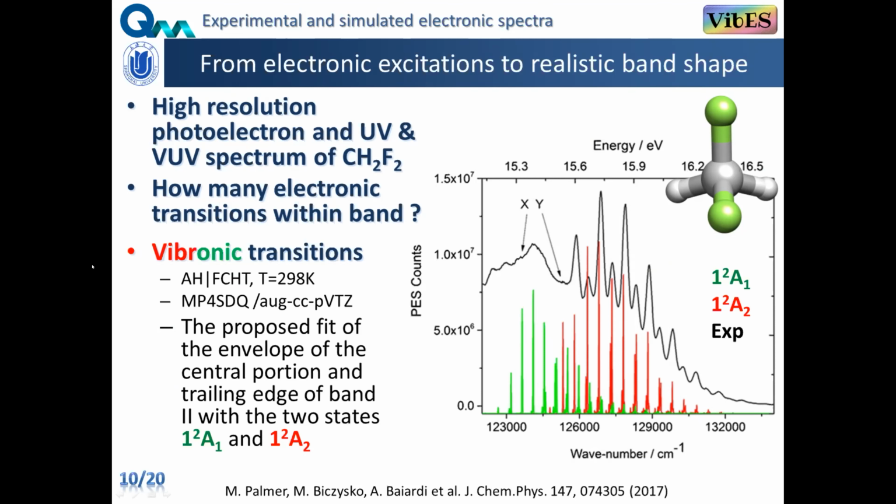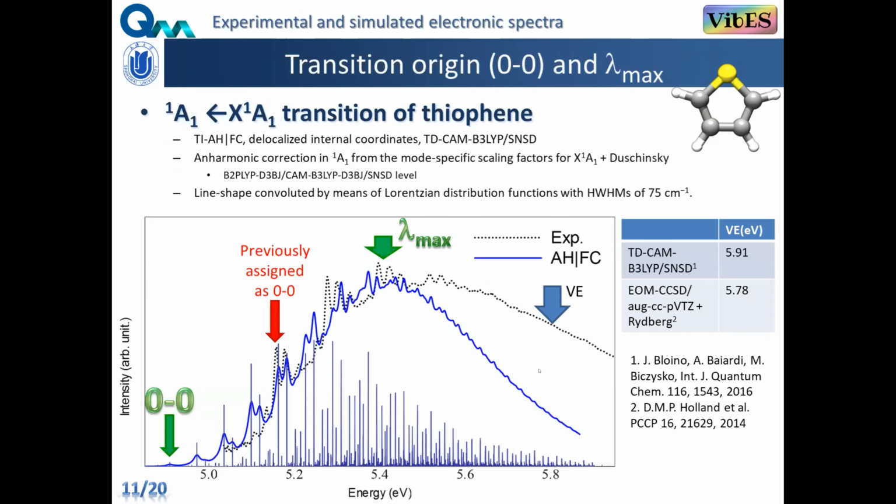good match with experiment. We always want to compare computations and experiment, and often we compare lambda max with vertical electronic energies, which might not be a good idea. This is one of the examples when the lambda max is about 0.4 electronvolt. Vertical energies in TD-CAM-B3LYP are somewhere here. But if we use TD-CAM-B3LYP and actually simulate the spectrum, we can get good agreement. So the problem is that when we are comparing vertical energies with lambda max, sometimes lambda max has very little to do with vertical energies.